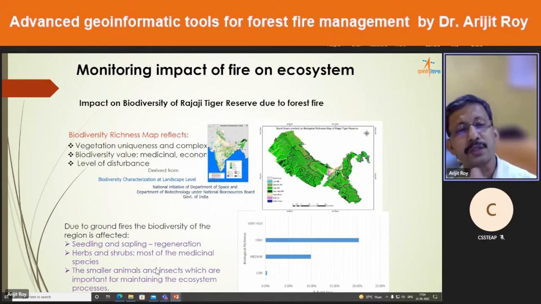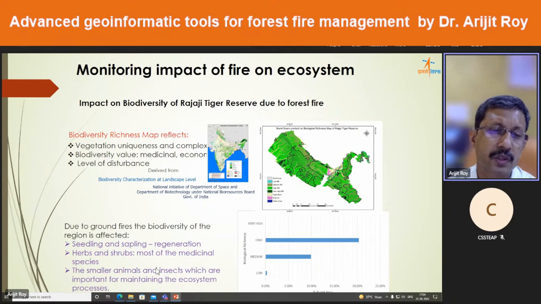But basically what happens is that due to the ground fire, the biodiversity is affected in the form of impact on the seedling and sapling, mainly the regeneration potential, the herbs and shrubs which harbor most of the medicinal species, the smaller animals and insects which are important in maintaining the ecosystem processes, and other fauna like herpetofauna, etc.